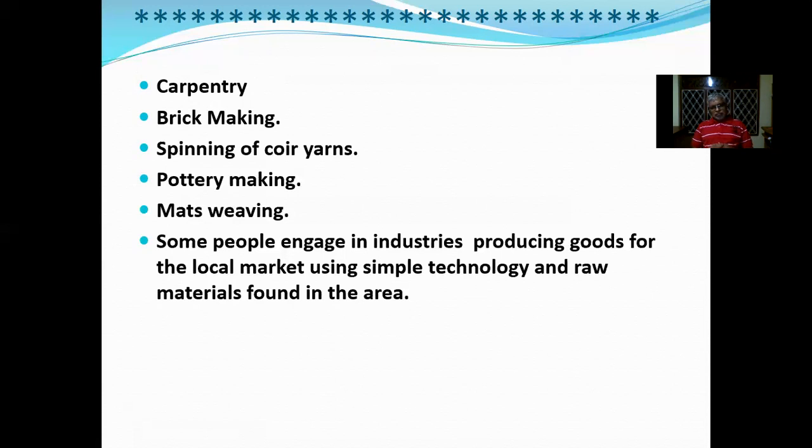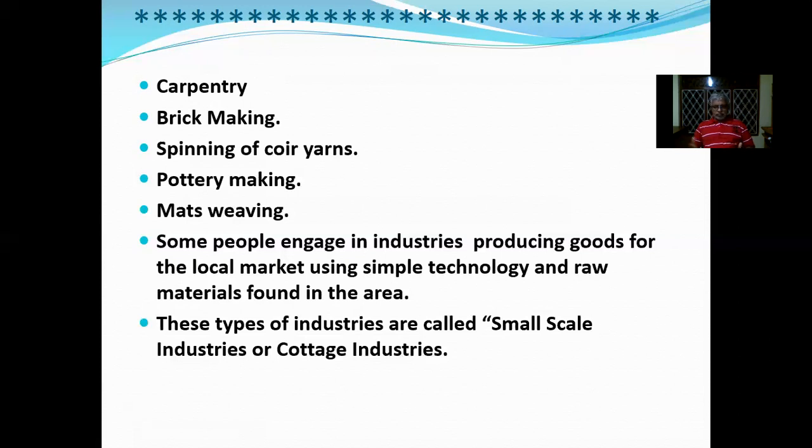So now you can understand the people produce various items, goods, based on the raw materials or resources available in their surrounding using simple technology. That's the main thing you can understand when you observe your immediate surrounding. Then you follow that these types of simple industries are known as small scale industries, or cottage industries.